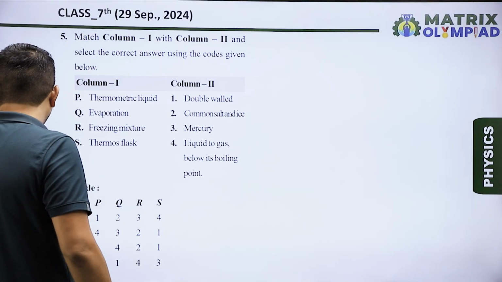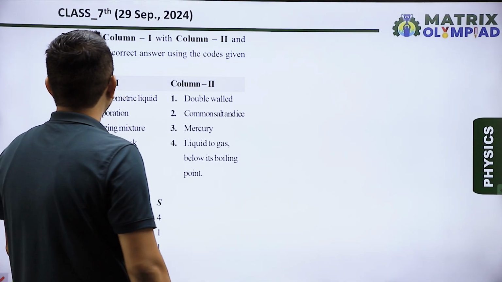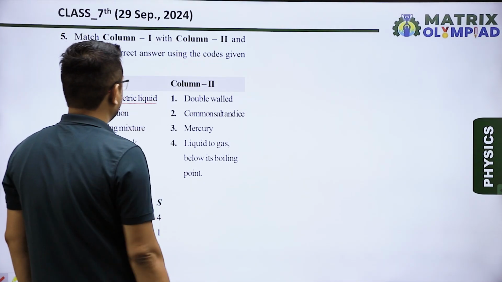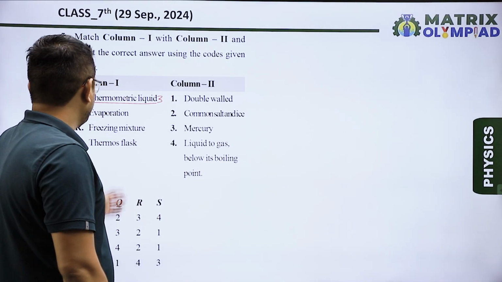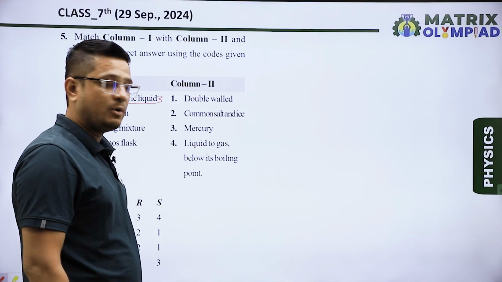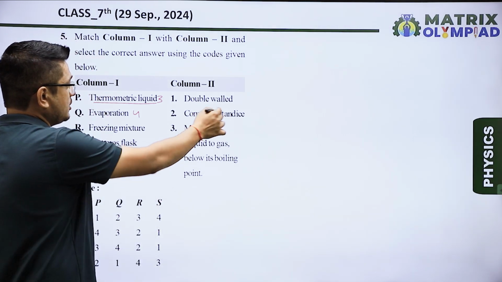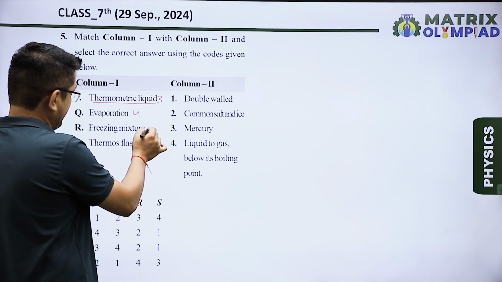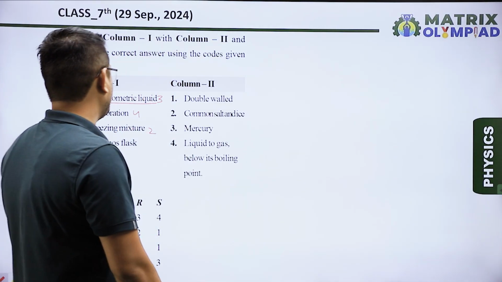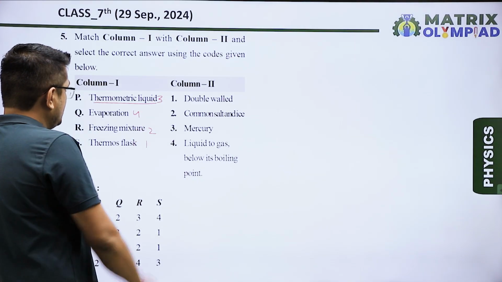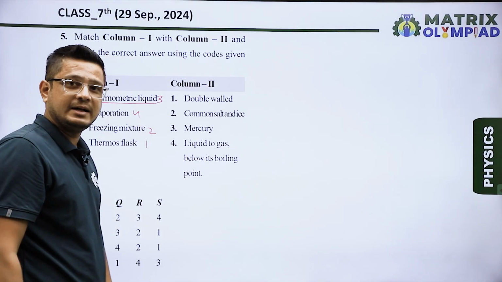Next question, in question number 5 we have to match column 1 with column 2. Thermometric liquid, we know that in thermometer mercury is used, so for P I will write 3. Evaporation means liquid to gas below its boiling point, so for Q I will write 4. Freezing mixture, common salt and ice is a freezing mixture, for R I will write 2. Thermos flask is a double walled flask, so for S I will write 1. So correct sequence is 3, 4, 2, 1. That means option C is our correct answer.